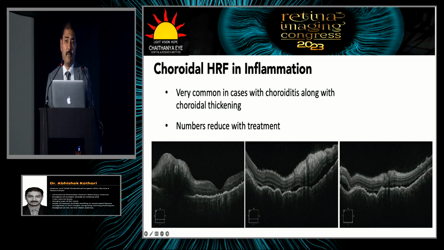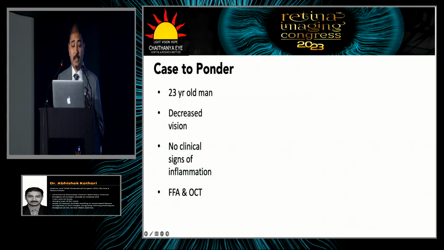Choroidal HRFs are very prominently seen in cases of choroidal inflammation, VKH being the prototype disease, where you see a lot of these hyperreflective foci, more in the choriocapillaris, but scattered throughout, and the numbers do reduce with treatment. Now, with that thought in mind, I have a very interesting case which I would like the panel to discuss.